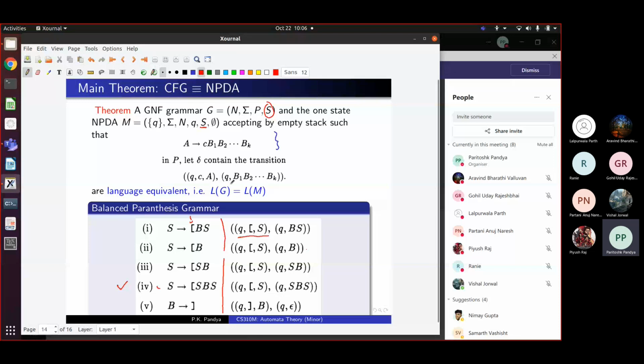Any questions? Hello? So Uday, are you getting the shape of the argument? You will have to study this.